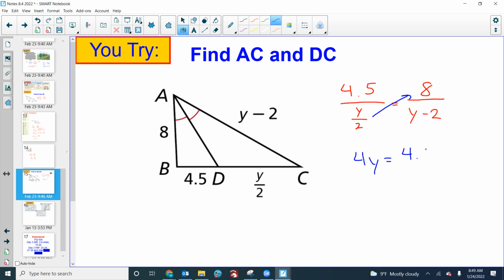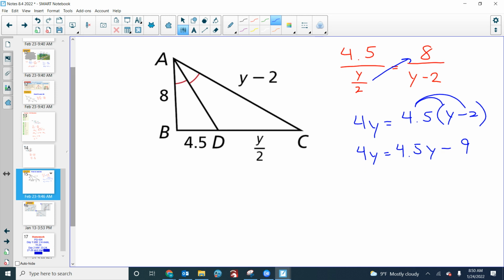And then I'm going to set this one up with parentheses to be careful. That's probably the biggest mistake I see: when you have to multiply by a binomial, people forget to put parentheses and distribute. So 4y equals 4.5y minus, what's double 4.5? 9. We're going to subtract 4.5y from both sides. What's 4y minus 4.5y? Negative 0.5y equals negative 9.